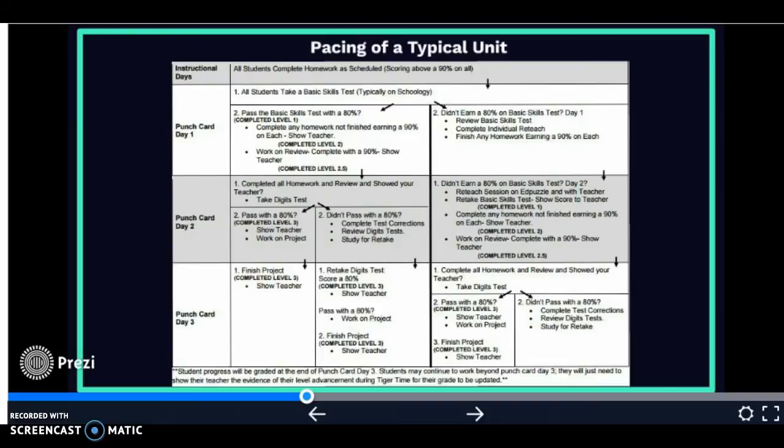After the punch card days, students will receive a grade that corresponds with the highest level that they completed. Students may continue to work on any assignments outside the punch card days and turn them in when they are completed. However, all work must be turned in before a specified date at the end of the quarter.